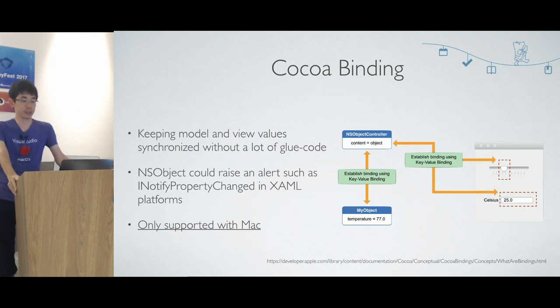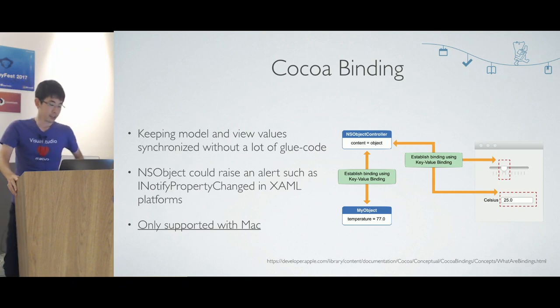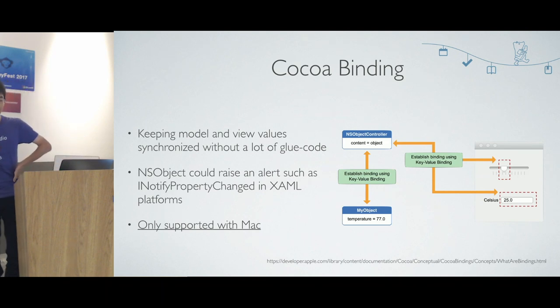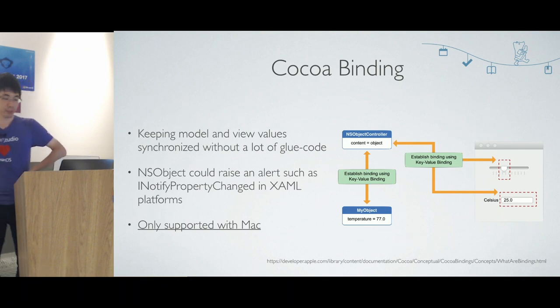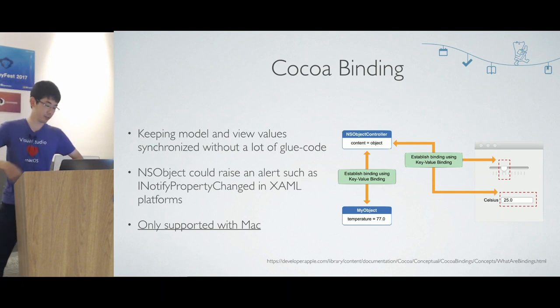Cocoa binding enables keeping model and view values synchronized without a lot of glue code, such as this nameField.StringValue. In the Xamarin.Mac world, an NSObject could raise an alert such as INotifyPropertyChanged in XAML platforms, such as Silverlight or WPF. But this Cocoa binding feature is only supported on Mac, so you cannot use it in an iOS context.